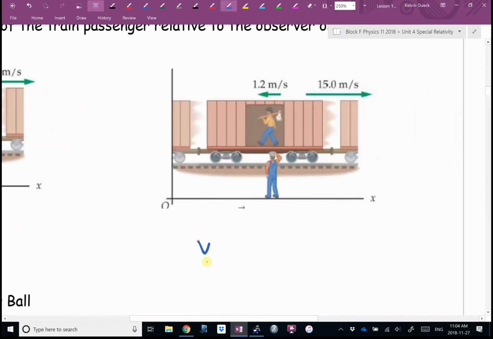What would the relative velocity be here? 13.8. Still positive.